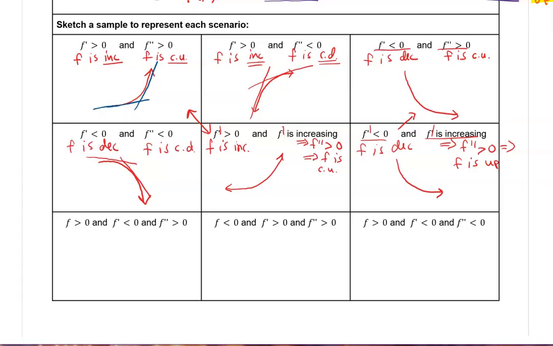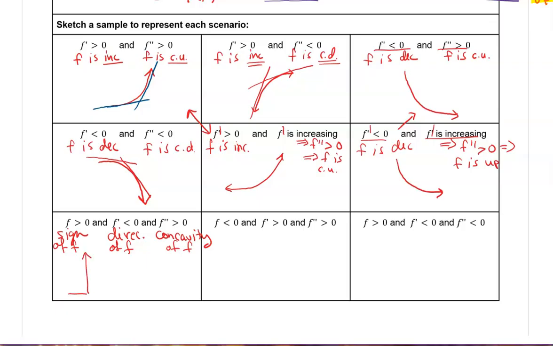And then these last three were just to show the difference between sign, direction, and concavity. The sign of f tells you the sign of f. The sign of f prime tells you the direction of f. The sign of f double prime tells you the concavity of f. So sign, direction, concavity.